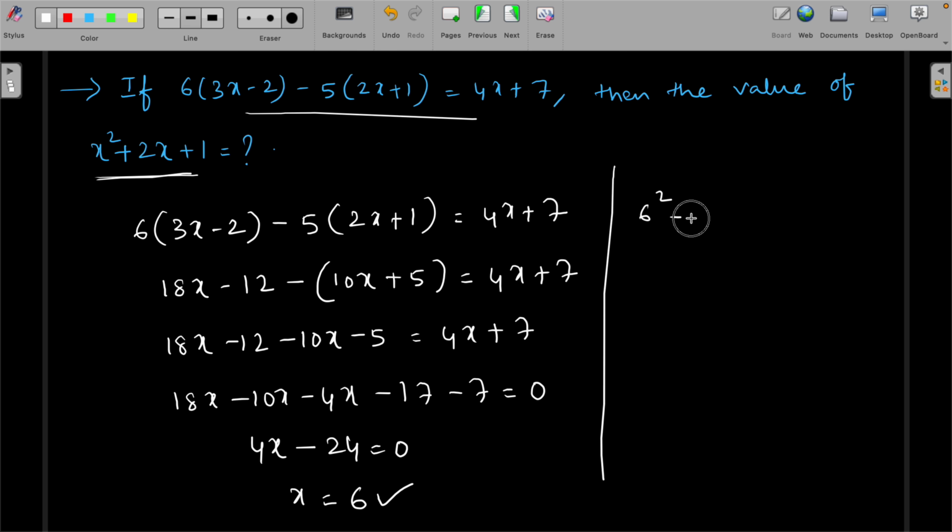6 squared plus 2 times 6 plus 1. What is 6 squared? 36 plus 12 plus 1. What is 36 plus 12? 48. 48 plus 1? 49. So 49 is the answer.